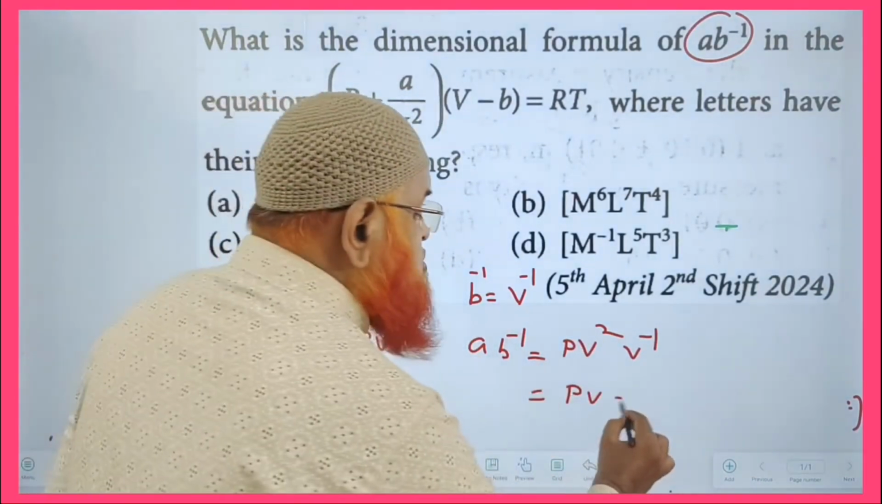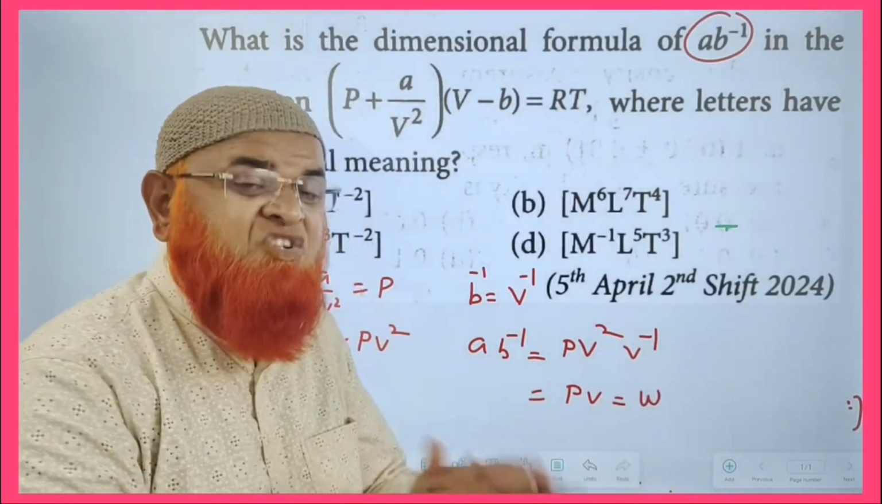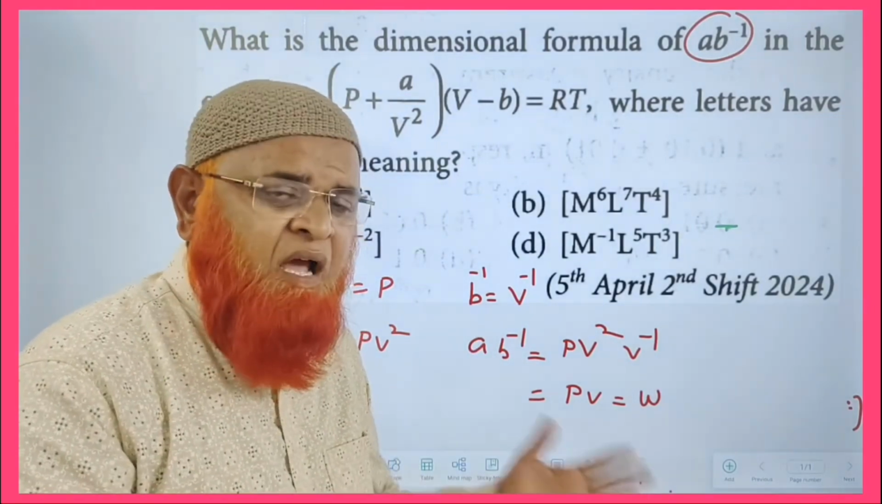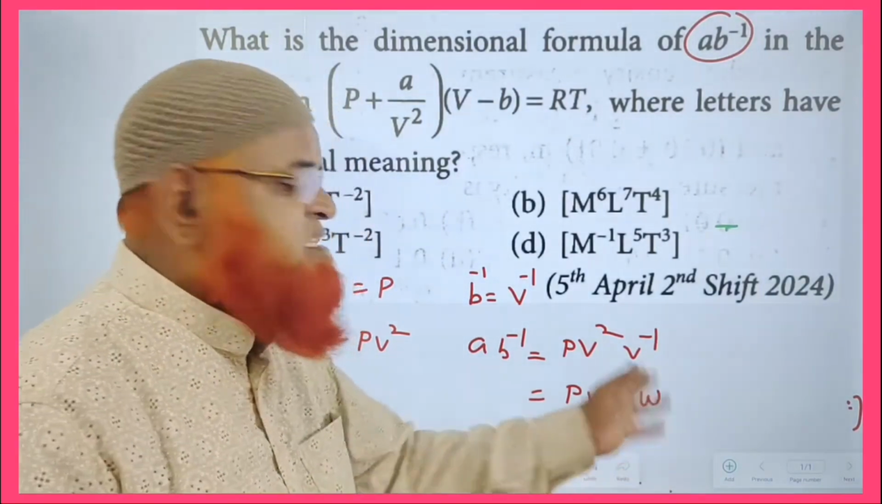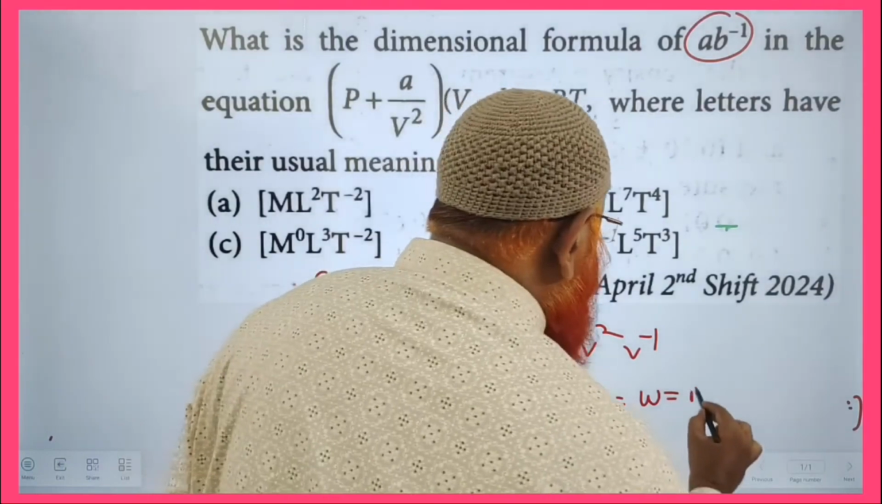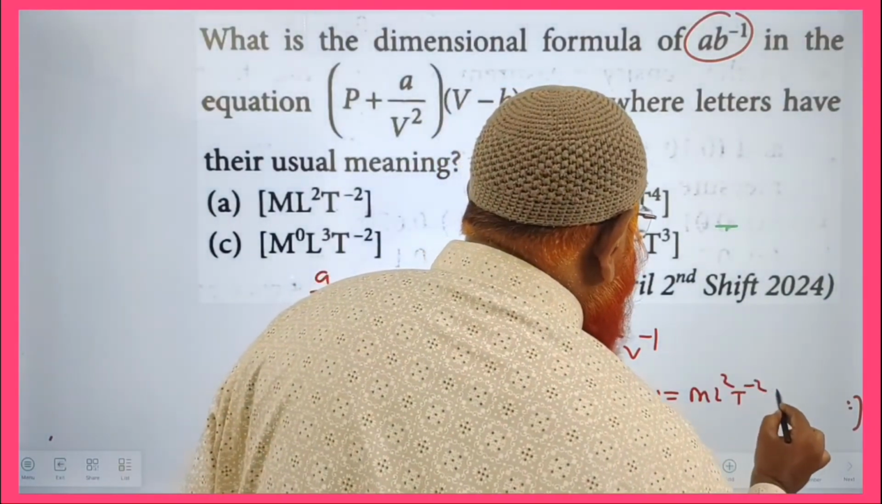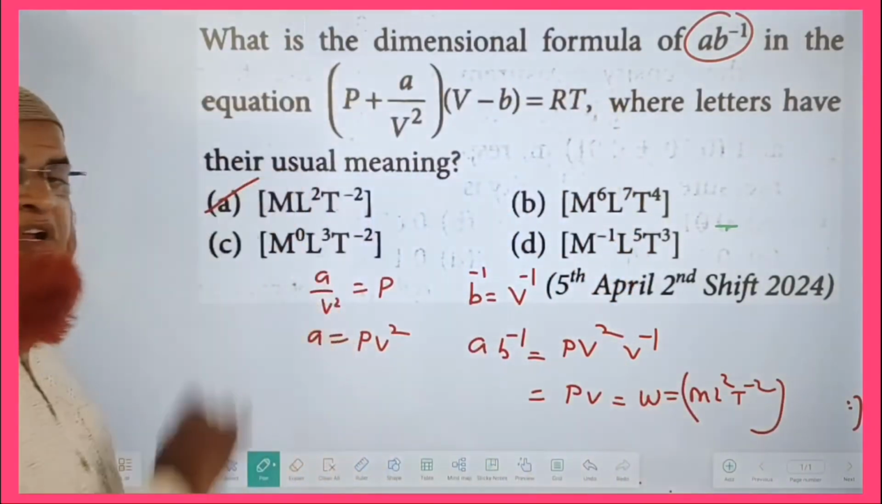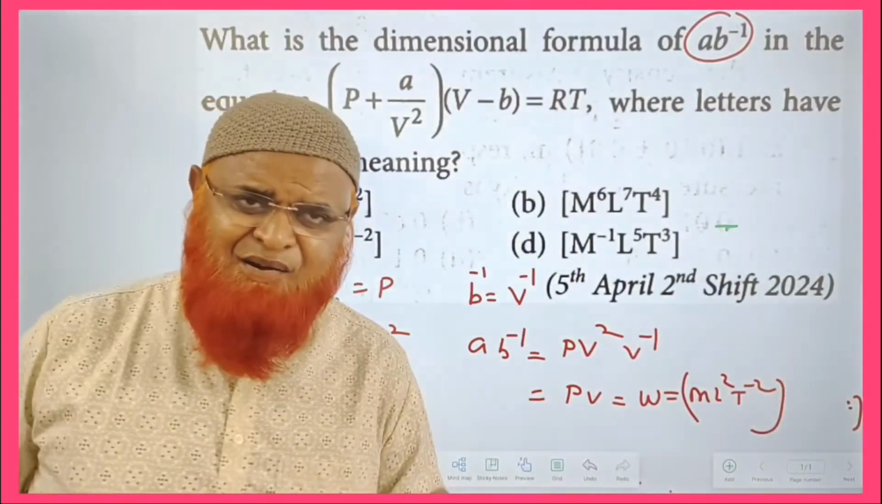You know, according to thermodynamics, the work done formula is pressure into volume. PdV. dW is equal to PdV. So PV is equal to work done. So work done, you know, the dimensional formula is ML square T power minus 2. So therefore this is going to be the correct answer. How do you feel? Did you enjoy?